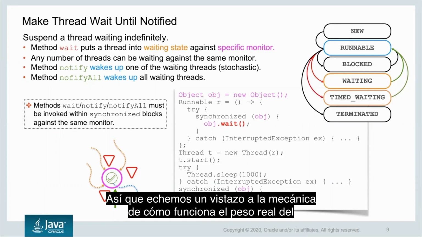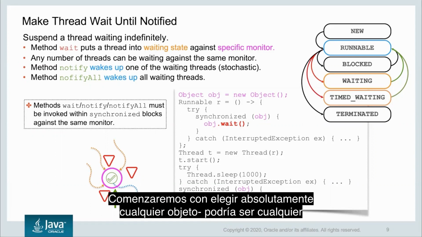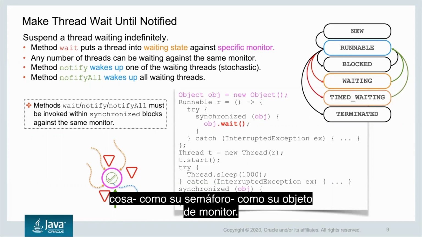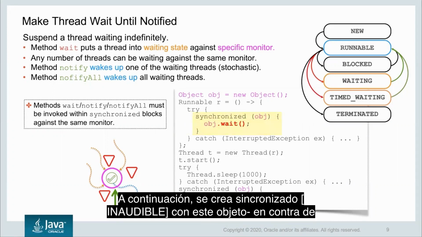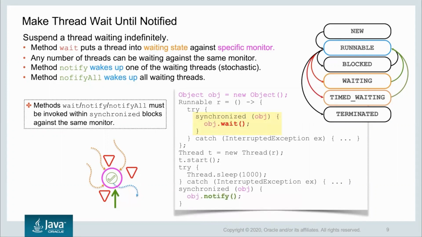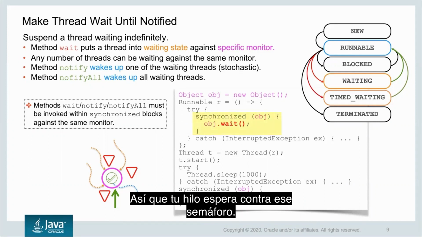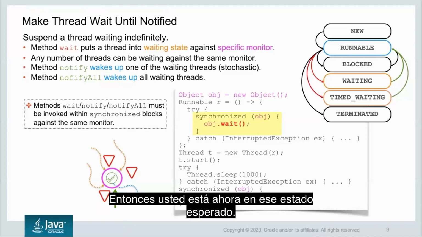So let's take a look at the mechanics of how the method wait actually works. We'll start with electing absolutely any object, could be anything, as your traffic light, as your monitor object. Then you build a synchronized block against this object, against that monitor, and then you invoke the method wait upon that object. So your thread now waits against that traffic light. Calling the method wait turns the traffic light red. Lovely, you are now in that waiting state.